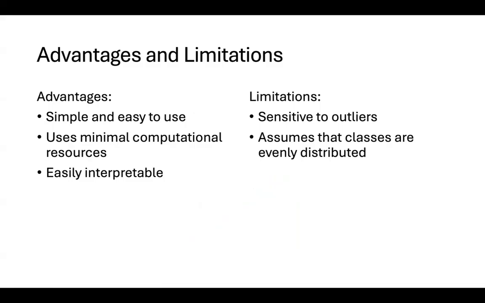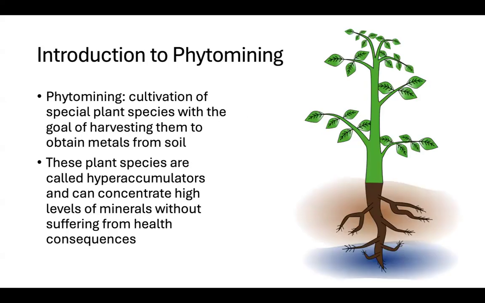Advantages of this algorithm are that it is simple and easy to use, it uses very minimal computational resources, and it's easily interpretable. Limitations include the fact that it is sensitive to outliers, and it assumes that classes are evenly distributed even when this may not be the case.